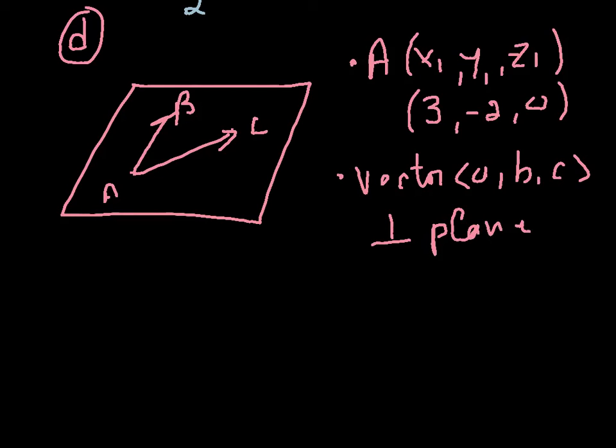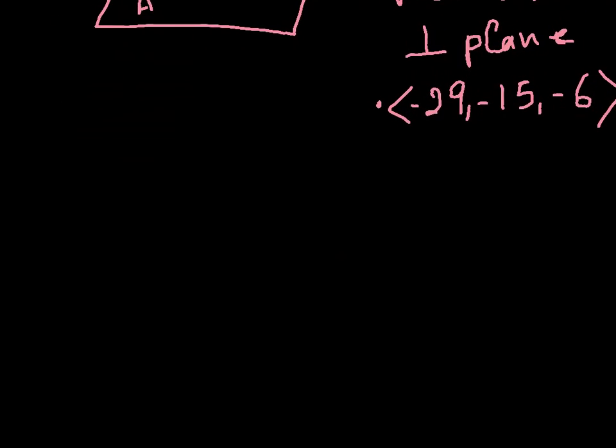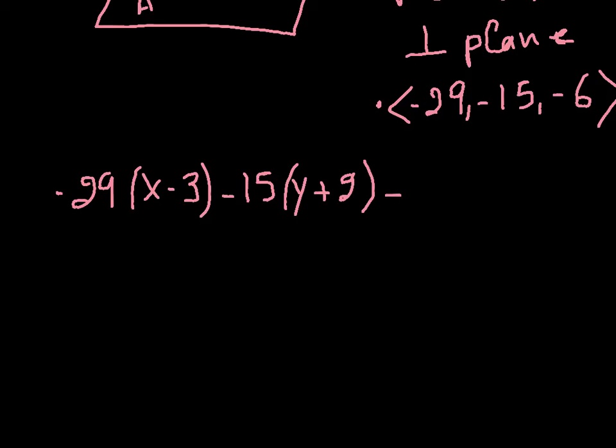We already found in part C a vector that is orthogonal to AB and AC, using the cross product, and that vector happened to be -29, -15, and -6. All we have to do at this point is write the equation of the plane. It is going to be -29 times x minus 3, minus 15 times y plus 2, and then -6 times z minus 0.